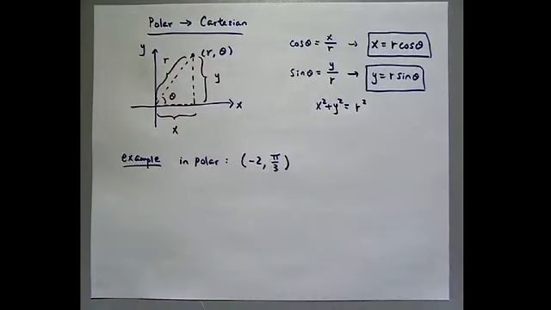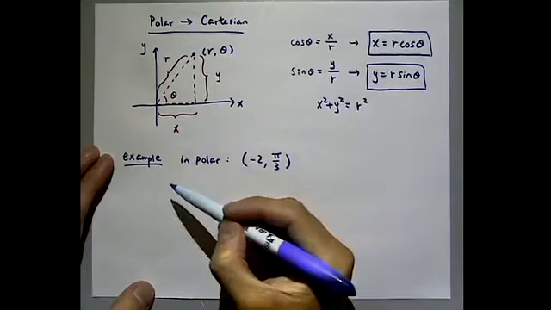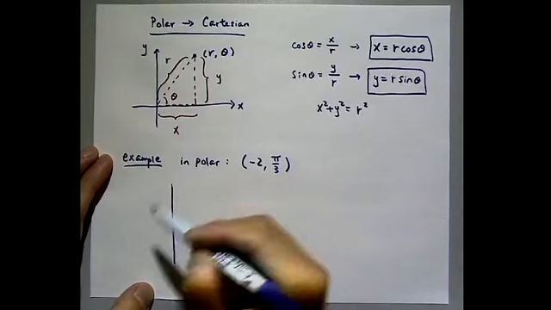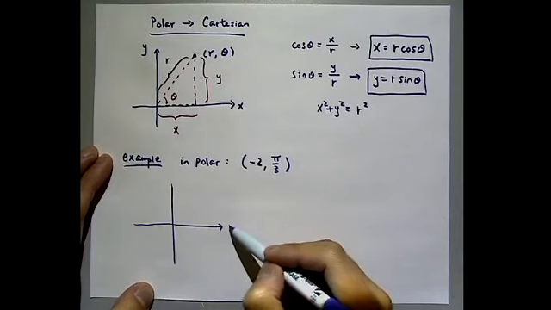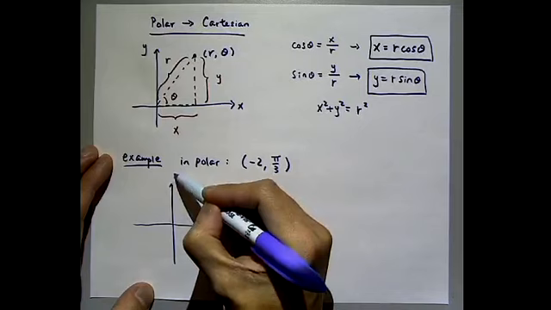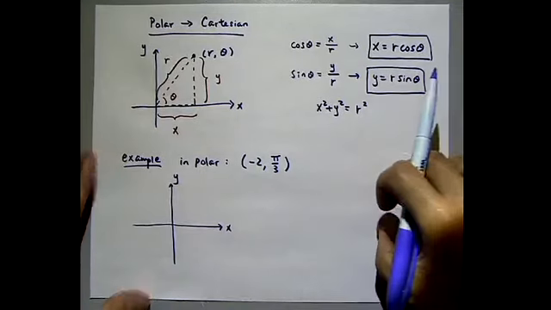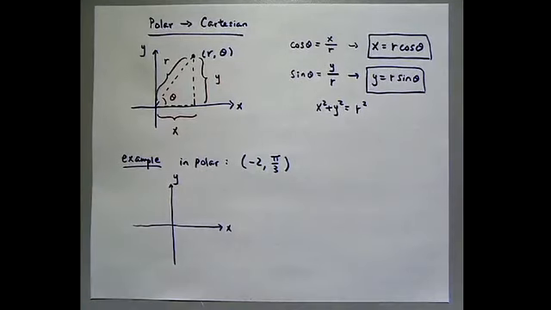We have a point that's negative 2 pi over 3 in polar coordinates. Let's find the corresponding location in Cartesian coordinates. One thing that really helps is if you can sketch out where the point is, then you can right away know what the sign of x and y should be. And that's an additional way to check if you have this correct.